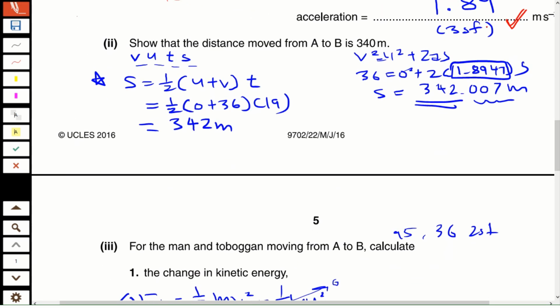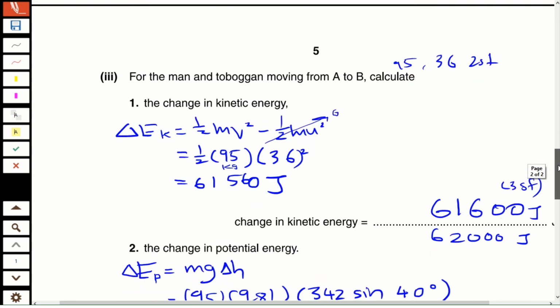So here will be an M1 mark. Generally, I've got about 342, round off to 340. Okay, so that part is not so tricky.